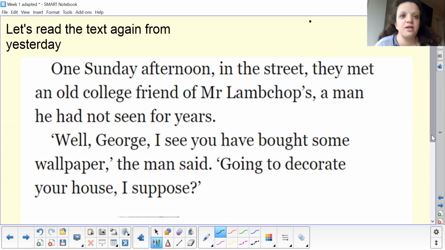It's up to you. So one Sunday afternoon in the street, they met an old college friend of Mr. Lambchop's, a man he had not seen for years. "Well, George, I see you have bought some wallpaper," the man said. "Going to decorate your house, I suppose."